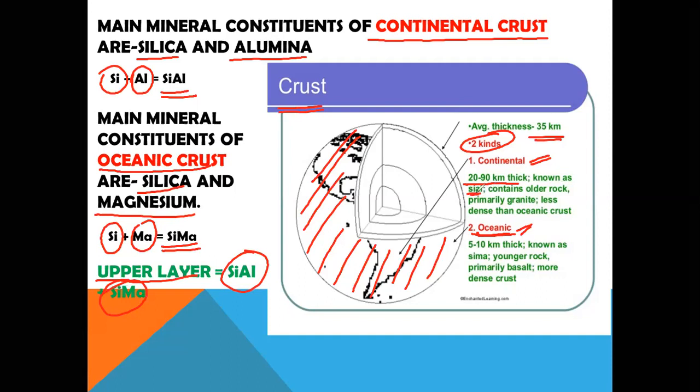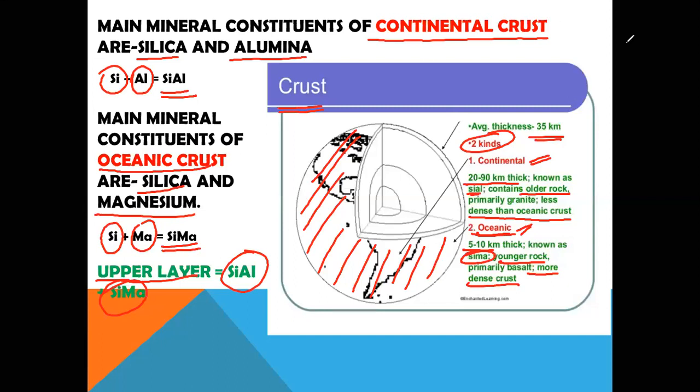Sial as in silica plus alumina. It contains older rocks and is less dense than oceanic crust. Whereas oceanic crust is around 5 to 10 kilometers thick and it is known as Sima. Sima as in silica and magnesium. It consists of younger rocks and it is more dense than continental crust.